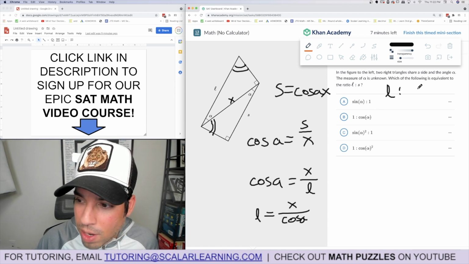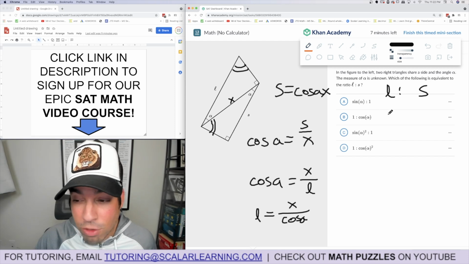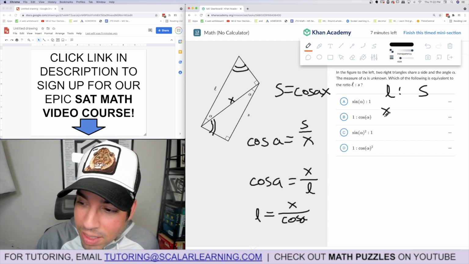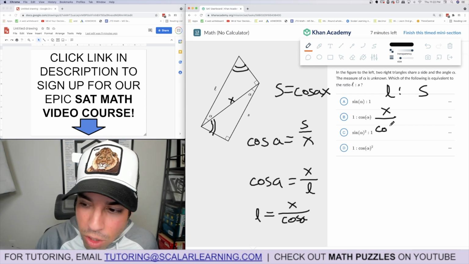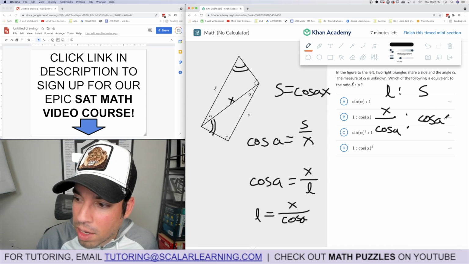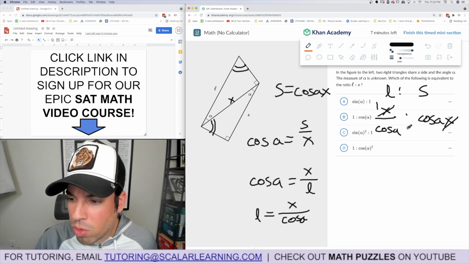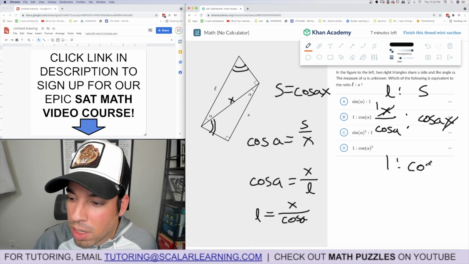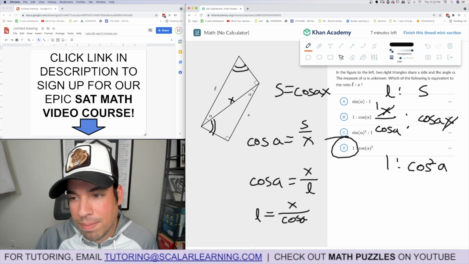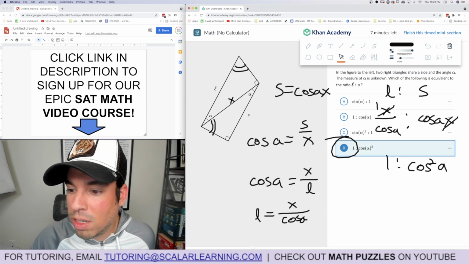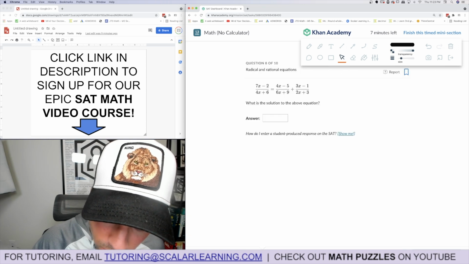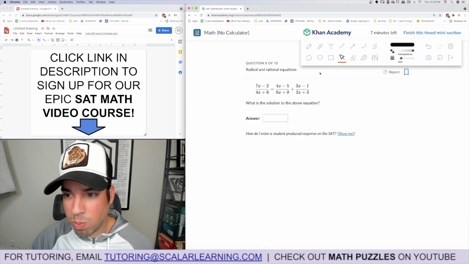of L to S, by the way, this probably will never show up on the SAT either. I've never seen a problem like this, but hey, let's still do it anyways. X over cosine of A to cosine A times X. And I can divide both of these by X because it's a ratio. So it's 1 over cosine A to cosine A. And then if I multiply both sides by cosine, this becomes 1 and that becomes cosine squared A, and that's D. Great question for just a math test, but there's no way this would ever show up. It's ridiculous.